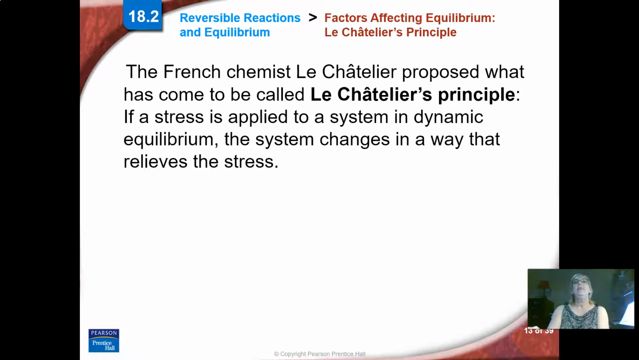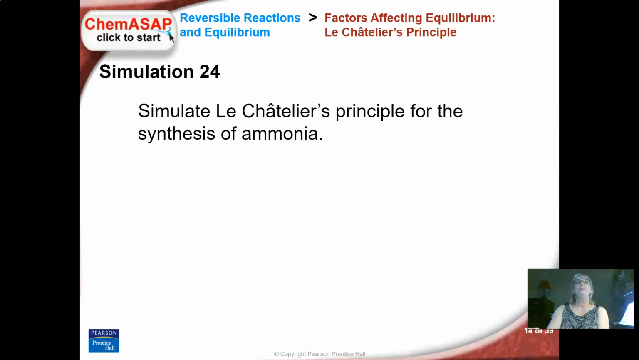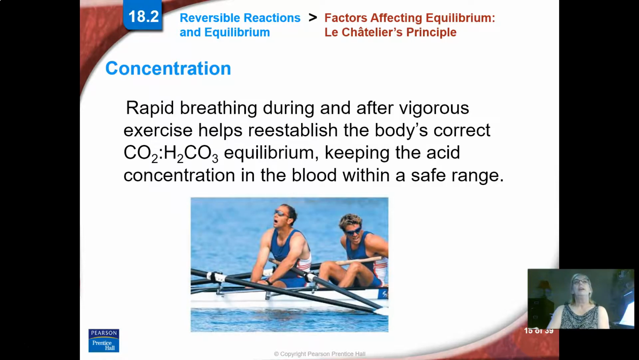Le Chatelier came up with this. It says if a stress is applied to a system in equilibrium, the system changes in a way to relieve the stress and try to get back to where it was before. So you have an equilibrium in your blood of CO2 and carbonic acid, and this system tries to keep the pH of your blood at the right level. So it's very important.